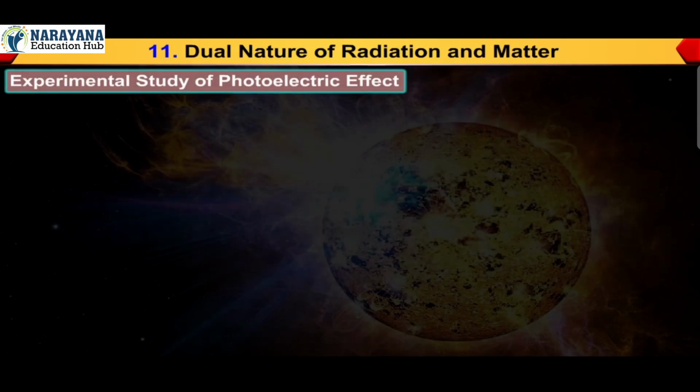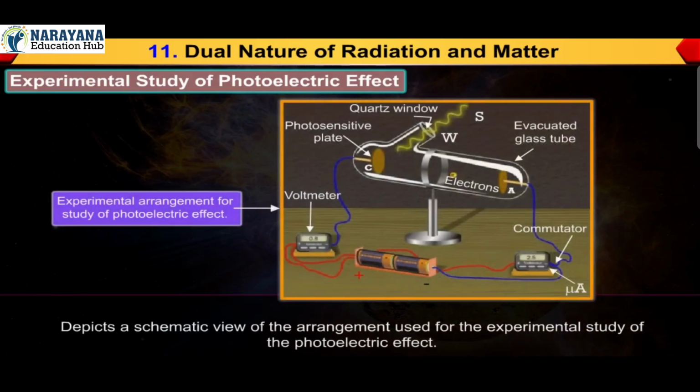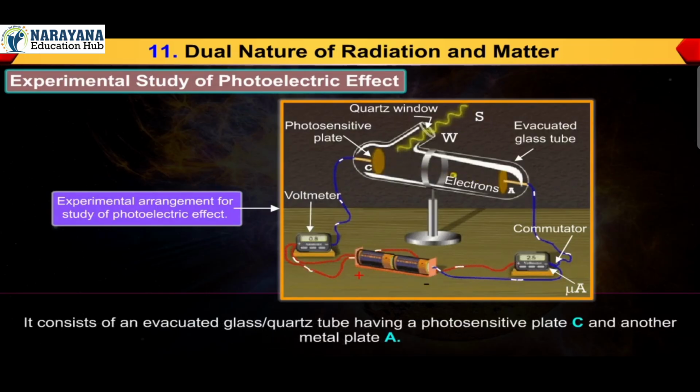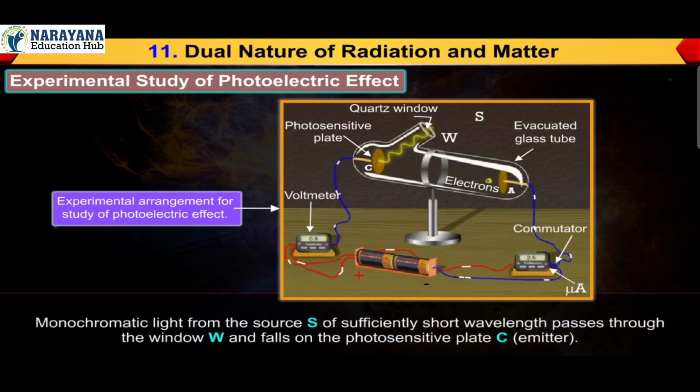Experimental study of photoelectric effect. The figure depicts a schematic view of the arrangement used for the experimental study of the photoelectric effect. It consists of an evacuated glass or quartz tube having a photosensitive plate C and another metal plate A. Monochromatic light from the source S of sufficiently short wavelength passes through the window W and falls on the photosensitive plate C, that is, the emitter.